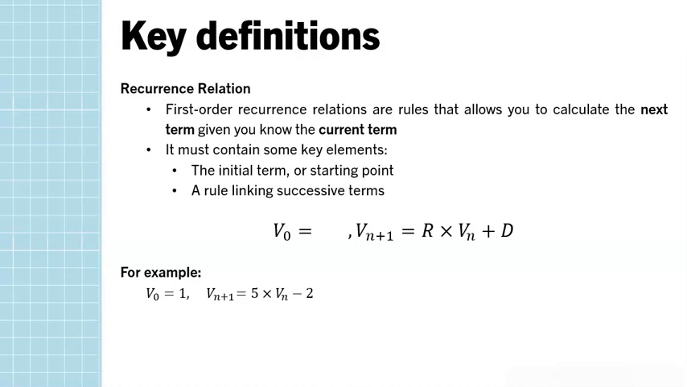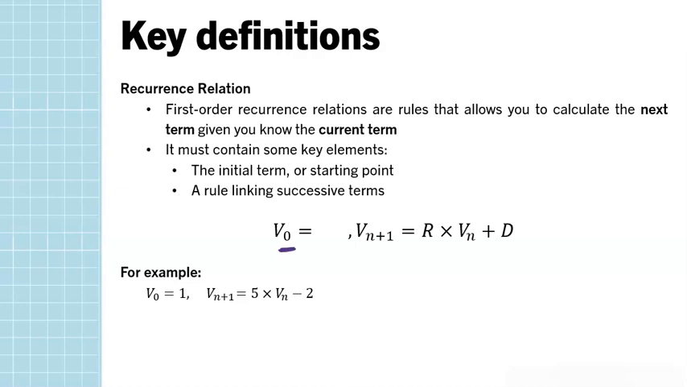First order means we can only ever work one step ahead. In order for everyone to generate the same sequence from the recurrence relation that we write, there are two key things we need. The first is the starting point, which we call the initial term. In Further Maths, we always denote our initial term using a 0 in the subscript.